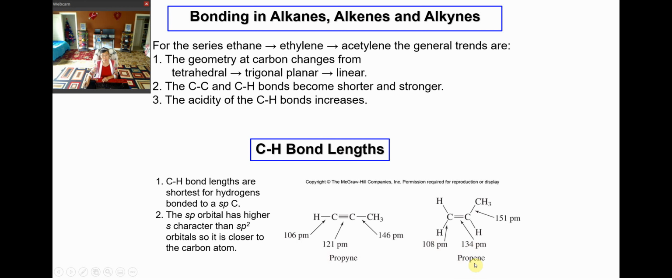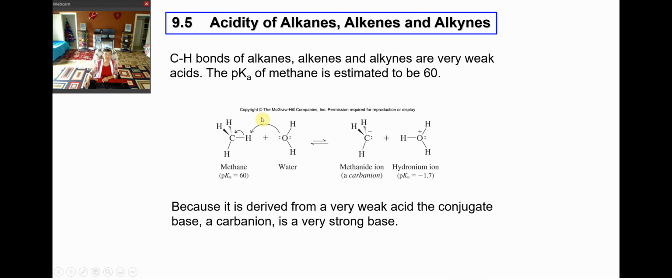Let me give you some examples for you to study. About the acidity of hydrocarbons, you can again use the pKa to denote it.